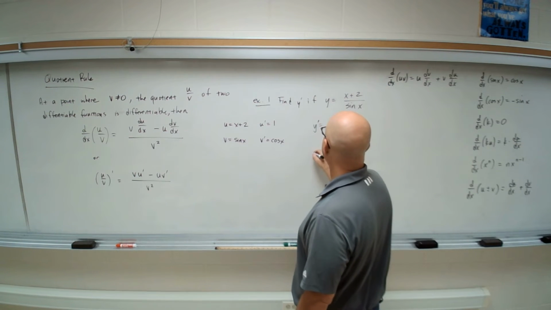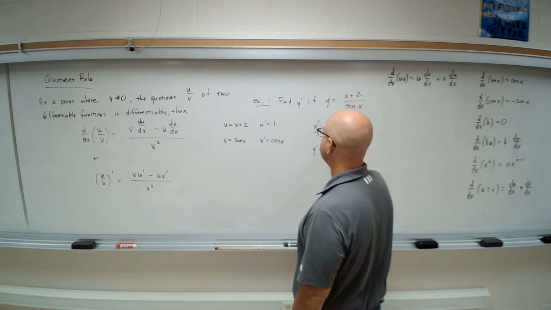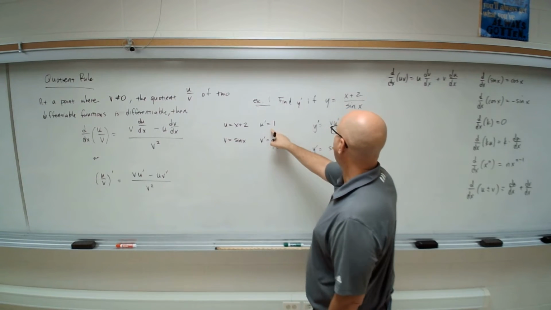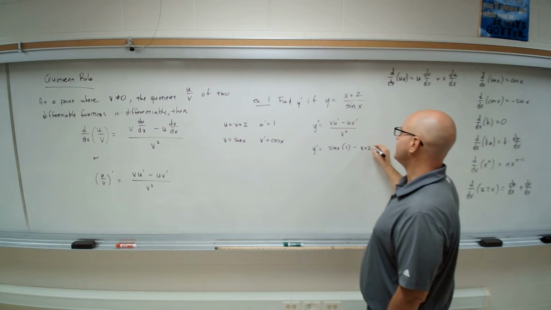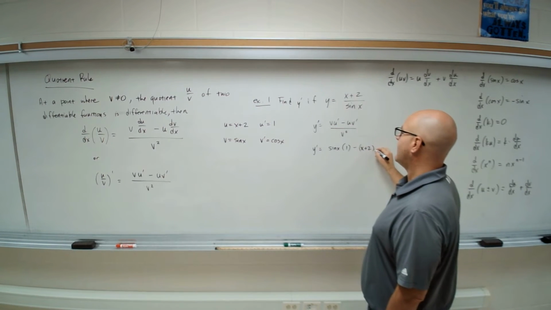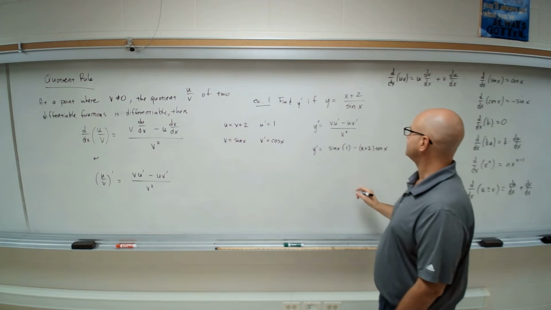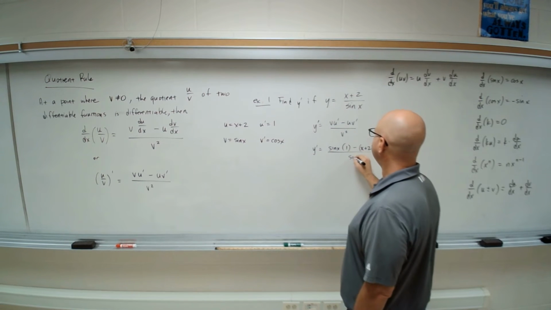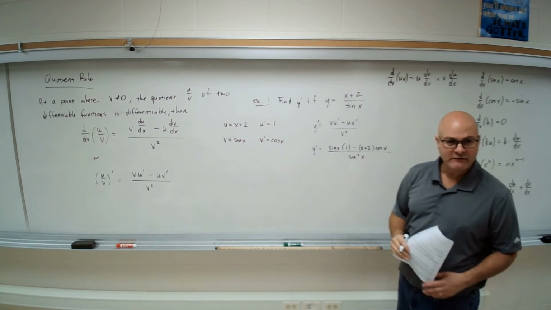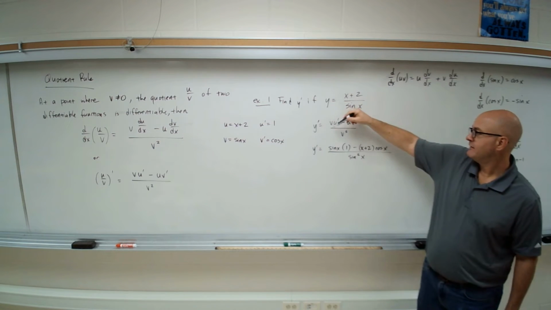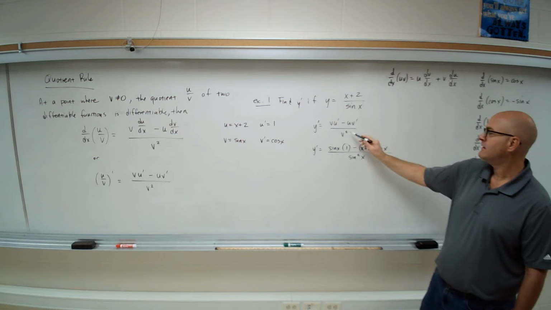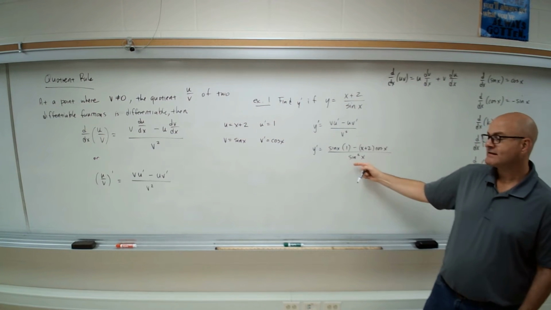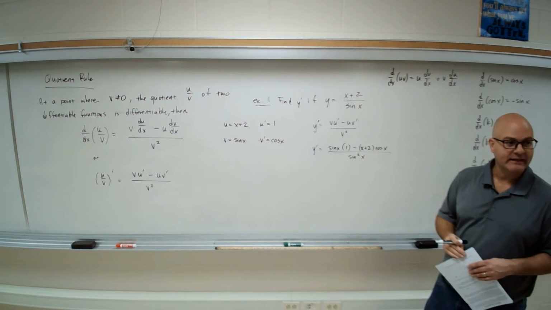That's y prime there. So y prime is the sine of x times 1 minus x plus 2 times the cosine of x, over the sine squared of x. So again, v u prime, u v prime, v squared. Remember, we write the sine squared like that.